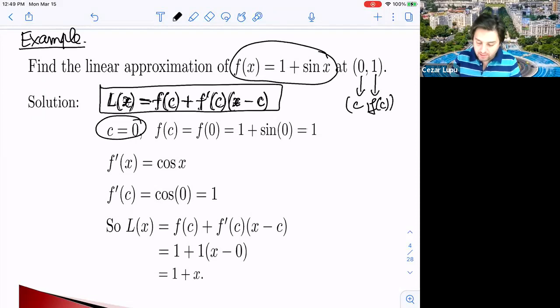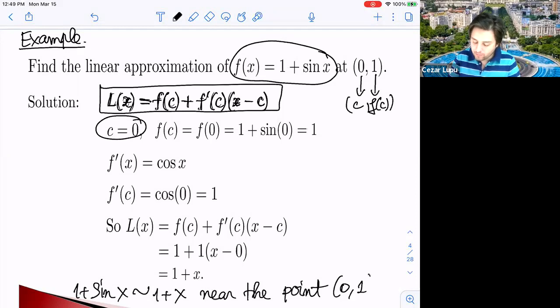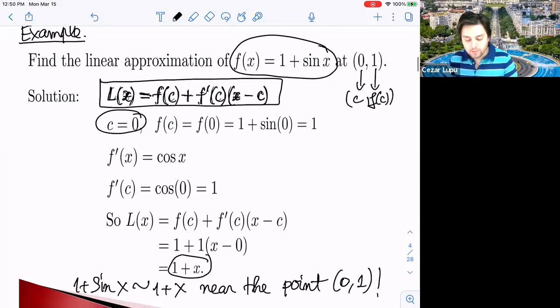So you can write this as approximately 1 plus x near the point 0, 1. Roughly speaking, you can say that. It's easier to work with this function rather than 1 plus sine of x. Okay. Like I said, the only thing you need to know is just the linearization formula.